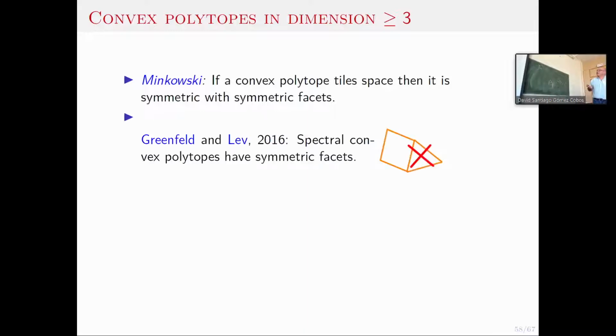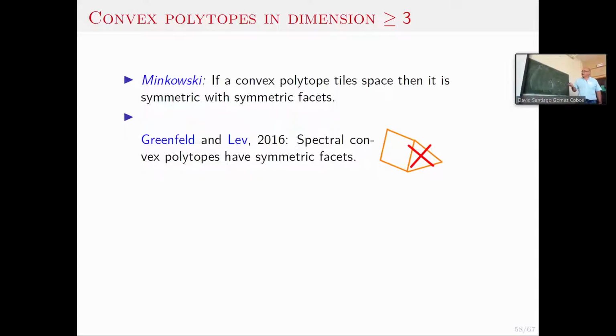Okay, this we already talked about: if a convex polygon tiles space, then it must be symmetric. But I also told you last time, not today, that Minkowski didn't just prove that the body is symmetric, but also that its faces, the dimension 1 faces, are symmetric. So you cannot ever have a tile that looks like this, because the face cannot be a triangle.